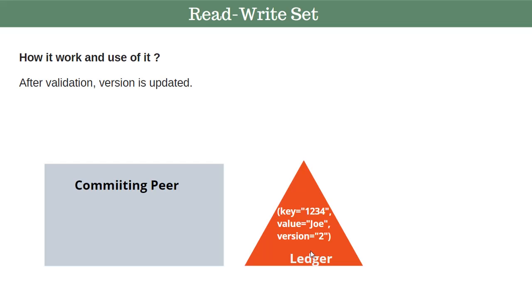You will increment the version by 1, basically. So it was 1 before, now you have 2. If you get one more request, then the version will change from 2 to 3. So this is how the version gets updated. So this is how the validation works, basically.